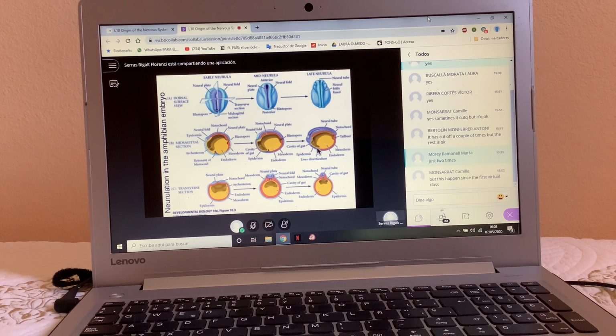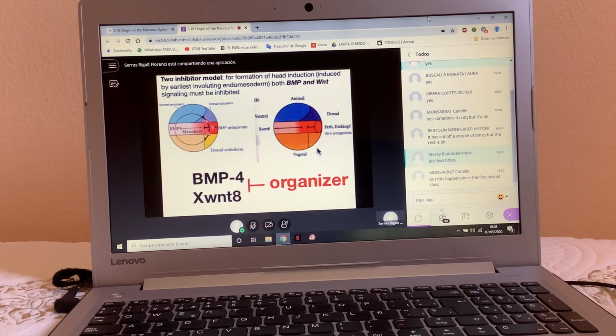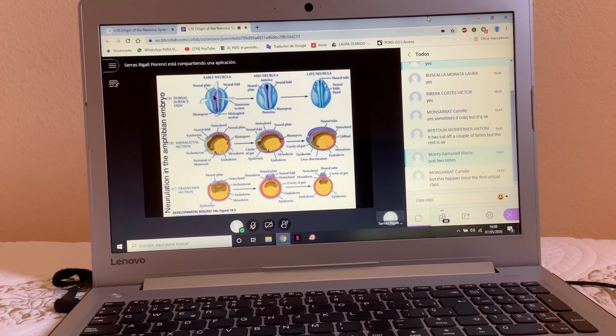How does this story start? And actually, you know it already, because we worked a little bit on this story, right? So we knew that the signals of the BMPs, which are typically ventral signals, have to be stopped by antagonists on the other side. And this was important for the mesoderm, but also for the ectoderm, okay? So the cells of the ectoderm that stop the action of the BMPs, those cells are going to become the dorsal ectoderm. And the dorsal ectoderm is exactly the neural plate.